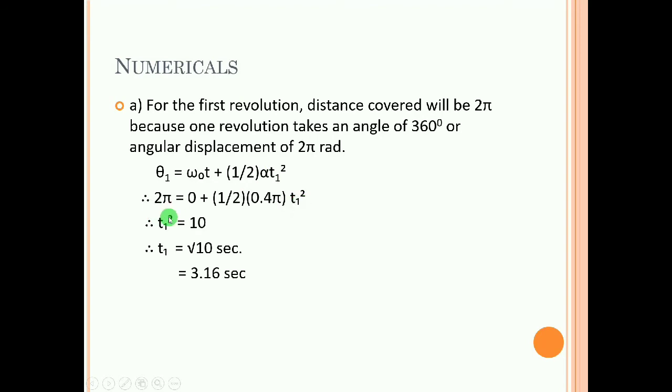So t1 square will be equal to, if you are calculating this second term and this 2 pi, pi you can cancel, you will be getting 10. So t1 square will be 10. So t1 will be square root of 10, and if you see in your square root table, you will see 10 in the 0th column, so you will see the value 3.16. So t1 is 3.16 second.